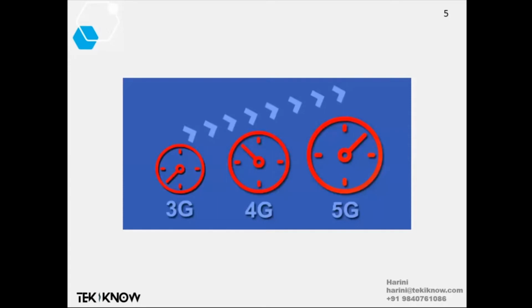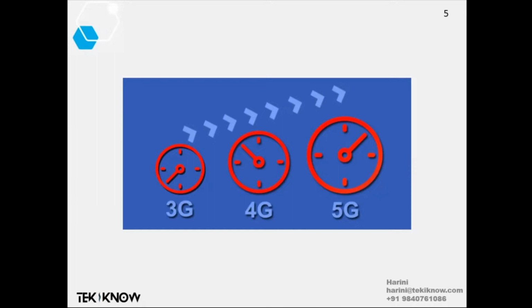Yeah, what is the main advantage of 5G? Definitely, the speed. What is the speed of 4G now? I think it's actually about 300 Mbps, but no one gets 300 Mbps. Everyone will get a speed of only about 100 Mbps. So the main aim of 5G is to get a speed of about 10 Gbps.